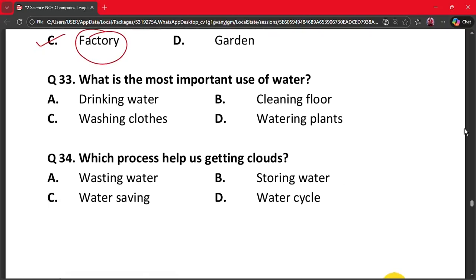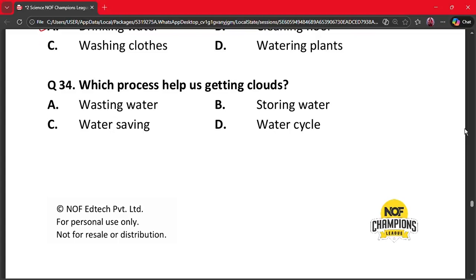The next question is question 33. What is the most important use of water? A. Drinking water. B. Cleaning floor. C. Washing clothes. And D. Watering plants. The correct answer is option A, which is drinking water. Drinking water is essential for survival. Other uses are important but not more important than drinking. Therefore, option A is correct.